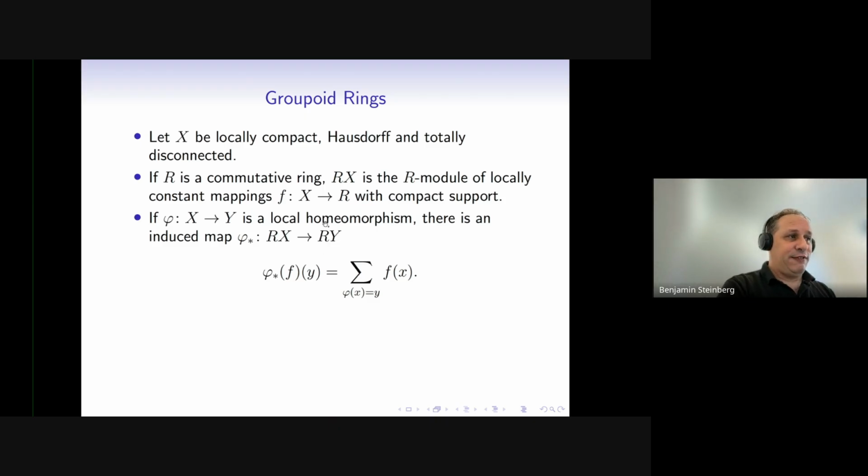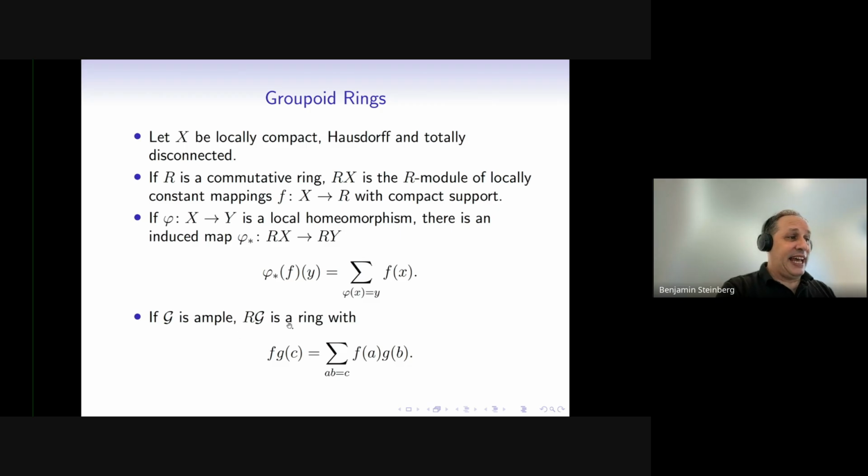This construction R_X is functorial with respect to local homeomorphisms. If you have a local homeomorphism from X to Y, you have a push-forward map from R_X to R_Y. What you do is you sum the values of F on the pre-images of y. That's how you determine the value on y. Because F is locally constant with compact support, and phi is a local homeomorphism, the fibers are going to be discrete, and therefore the fibers will intersect the support, which is compact, in a finite set. And so this is a finite sum. So all the sums that look infinite are actually finite.